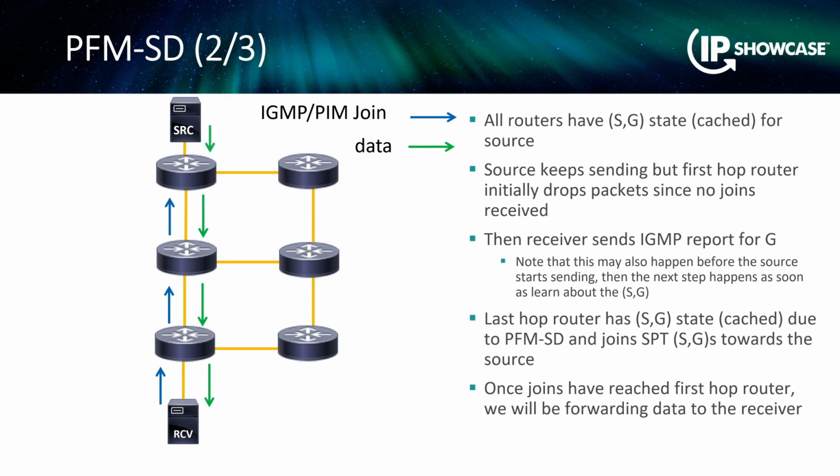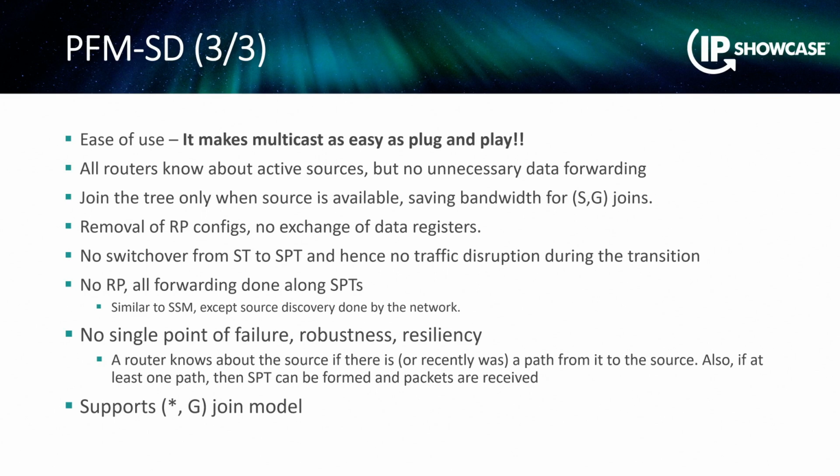So why is this important? It's extraordinarily easy to use. It's very simplistic configuration, and essentially, multicast is now plug and play on a PFM-SD network. All routers know about all active sources. We don't have to worry about rendezvous points, no unnecessary data forwarding towards that rendezvous point. You only join the tree when a source is available. If that source is not available, you actually conserve bandwidth by not joining the tree. Removal of all RP configs. We don't need that anymore.